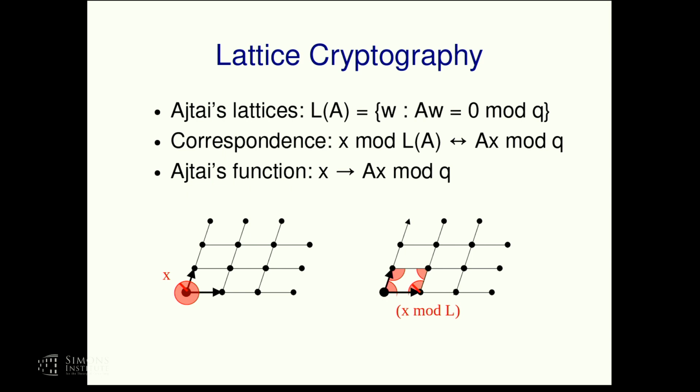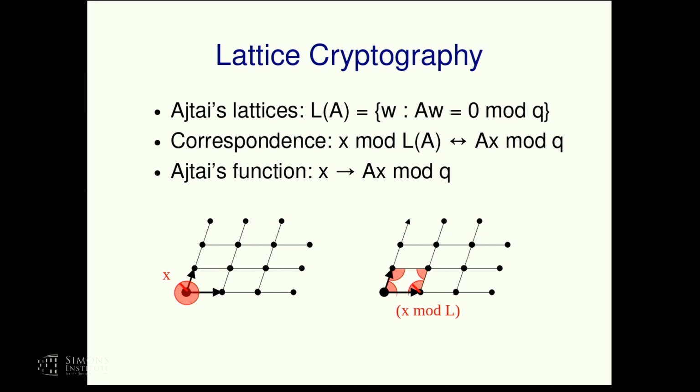Ajtai's lattices were defined not by a random basis, but by a random, what in theory is called the parity check matrix. So the lattice is defined by a random matrix A with entries that are integers modulo Q. And the lattice is the set of integer solutions to the system of equations AX equals 0 modulo Q.